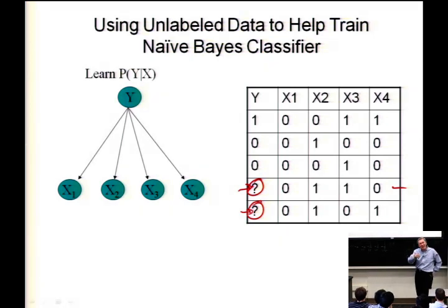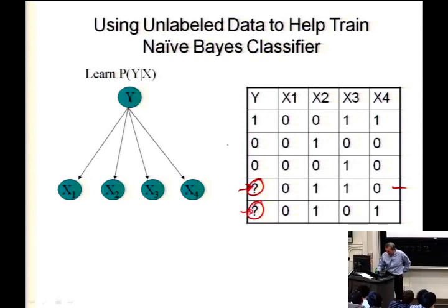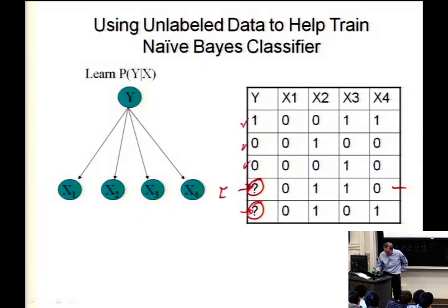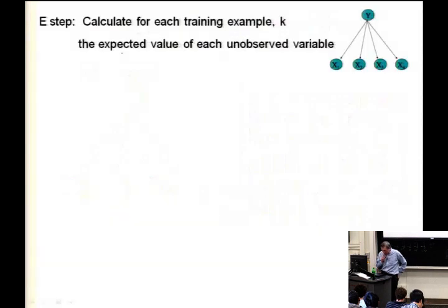Instead of using the count of what fraction of the y's were 1, we'll now use the expected value of y and the expected value of this y. Okay, so how would we get that expected value? What's the formula for the expected value of y?